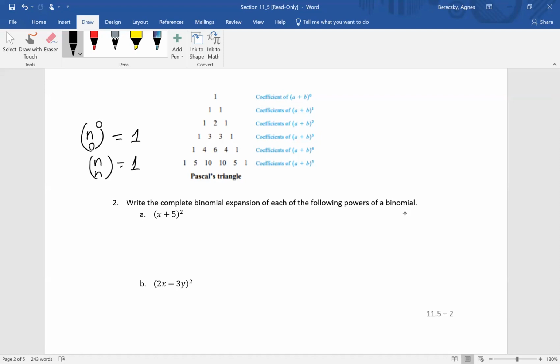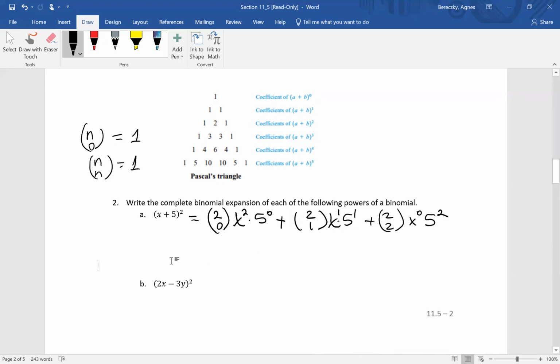So if I want to use the binomial rule, just following the rule, we have 2 choose 0, and then we have x and 5. So we have x squared and 5 to the 0 power, plus 2 choose 1, x to the first power times 5 to the first power, plus 2 choose 2, x to the 0 power and 5 to the second power. That is applying the binomial theorem.